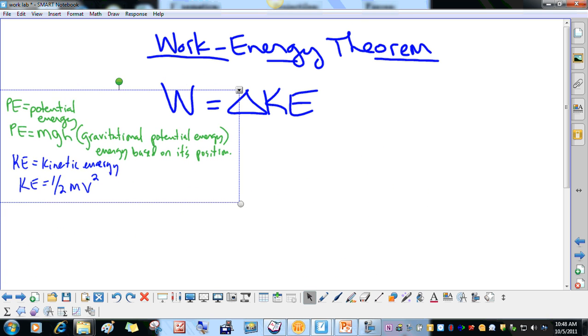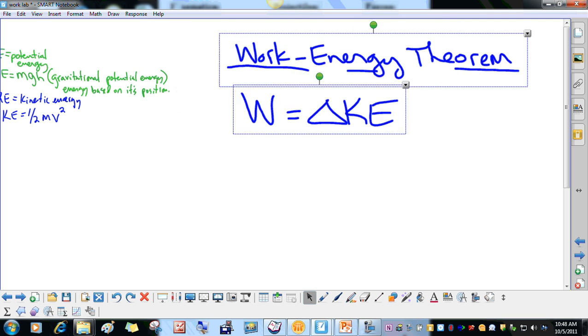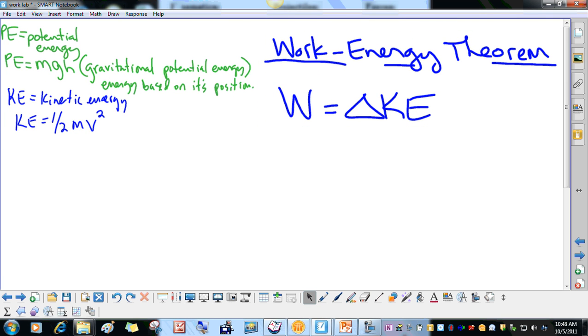Okay, so going back to the work energy theorem, what is work? Net force times distance. What is change in kinetic energy? 1/2 m v naught squared, 1/2 m v f squared.